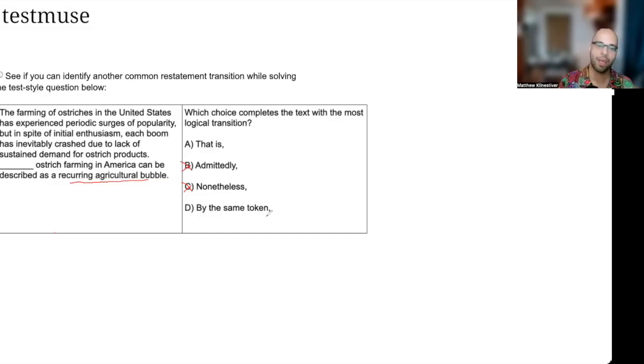"By the same token" shows a similarity, in the same way, but this isn't just a similarity between the two statements. This is a restatement of what came before. And so actually that is the same as "in other words." It shows that you're simply restating what came previously. And that'll be our correct answer.